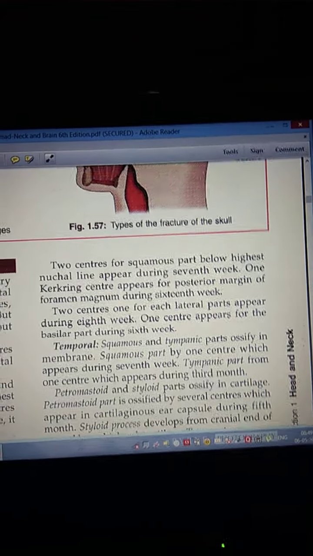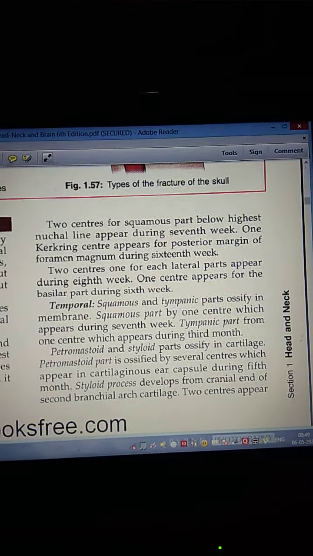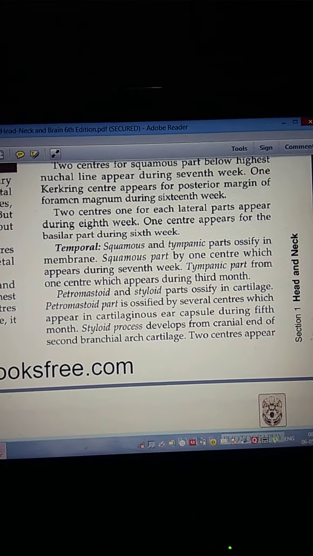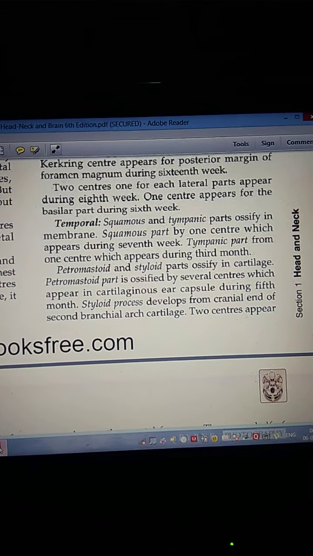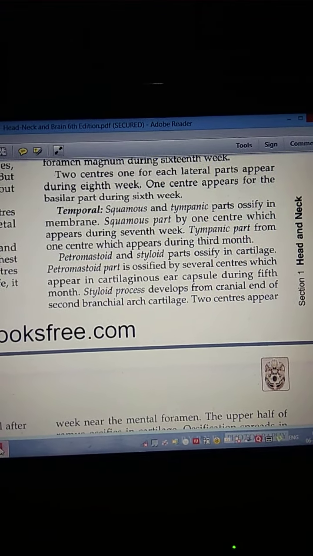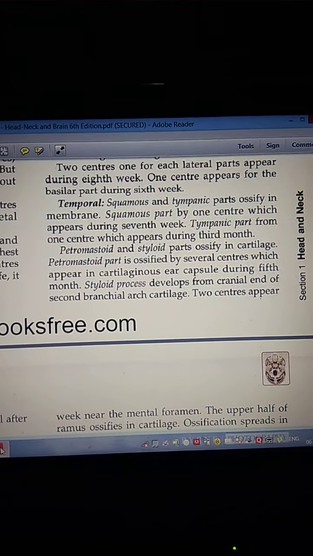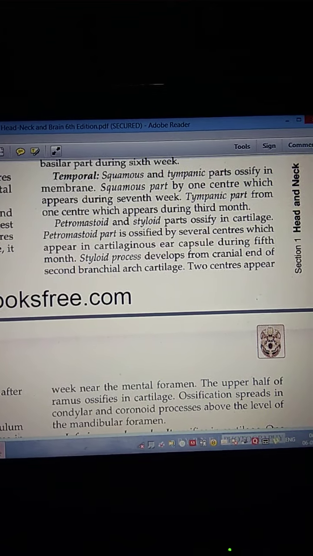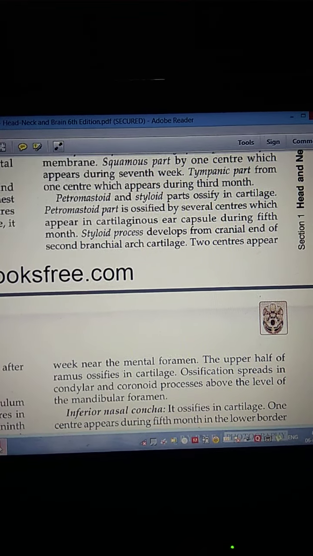There is the center of the squamous part of the occipital bone; for the lateral parts there are two centers, one for each lateral part, appearing during the 8th week. The temporal squamous and tympanic parts ossify in membrane, and the squamous part's center appears during the 7th week, and the tympanic part's one center on each side appears during the 3rd month.